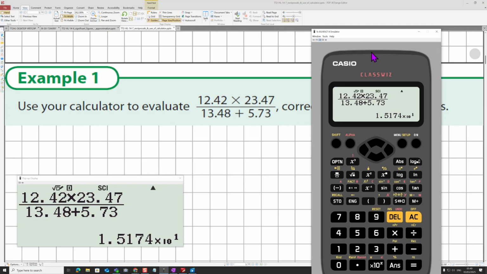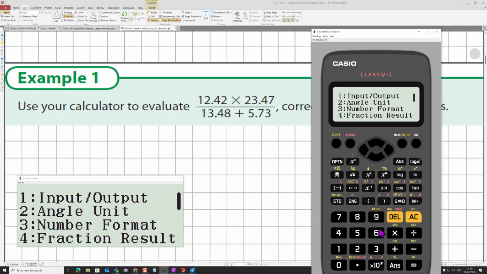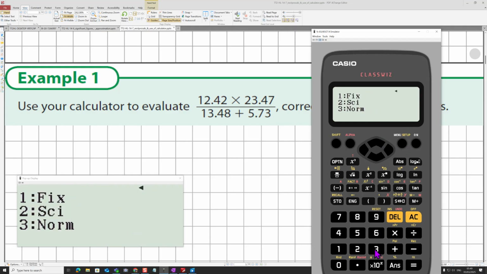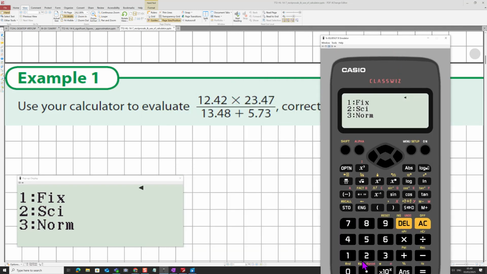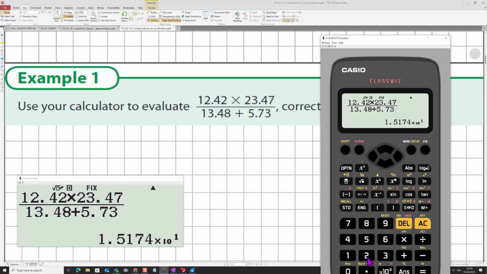Yeah, fine. You know, a few different things we can do here. You can go shift. The number is there and it's not going to go away when I head into setup. In setup I can head to 3, and I can fix to 2 decimal places. Now your calculator will bring you straight to 2 decimal places, 15.17.